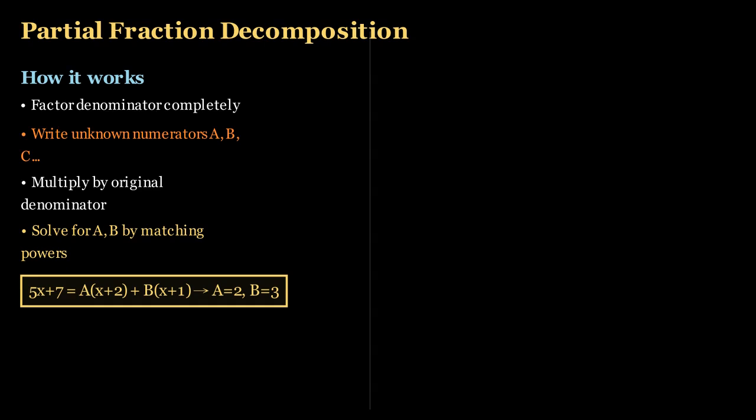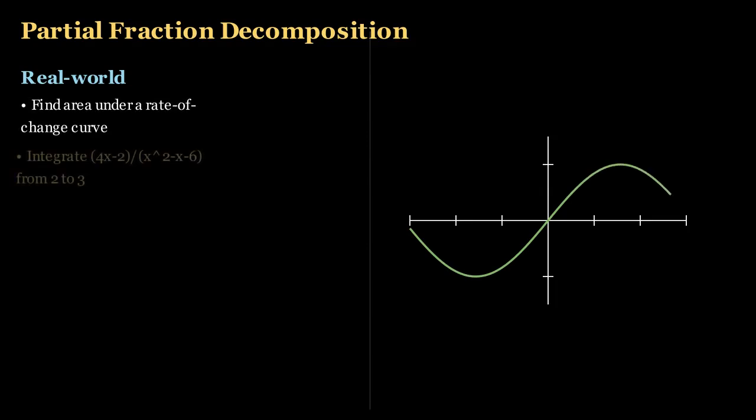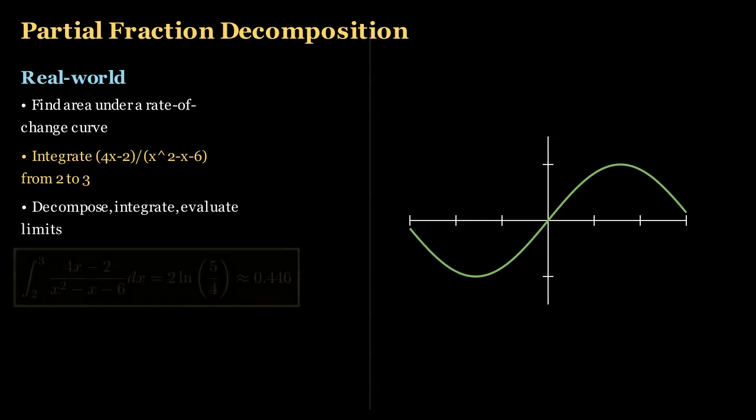First, factor the denominator. x² - x - 6 is (x - 3)(x + 2). So we set (4x - 2) over the factored denominator equal to a/(x - 3) + b/(x + 2). Multiply out to get 4x - 2 = a(x + 2) + b(x - 3). Solve to find a = 2 and b = 2. Our integral becomes the integral from 2 to 3 of 2/(x - 3) + 2/(x + 2) dx.